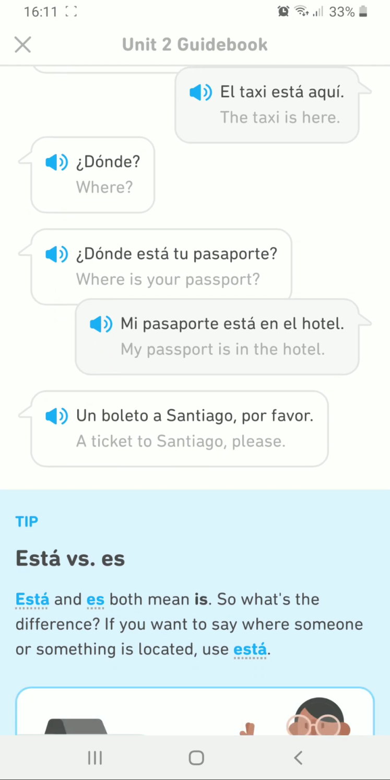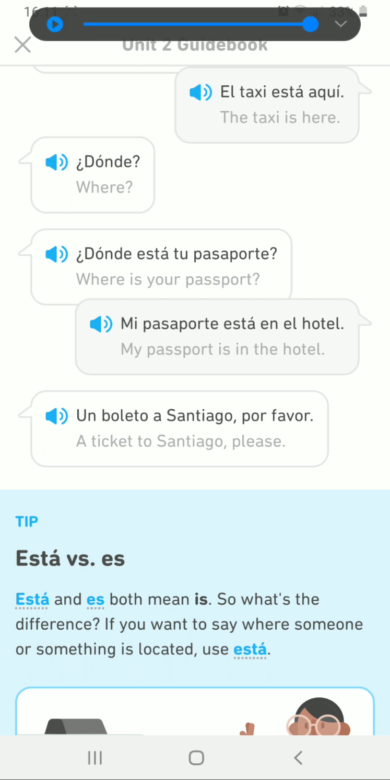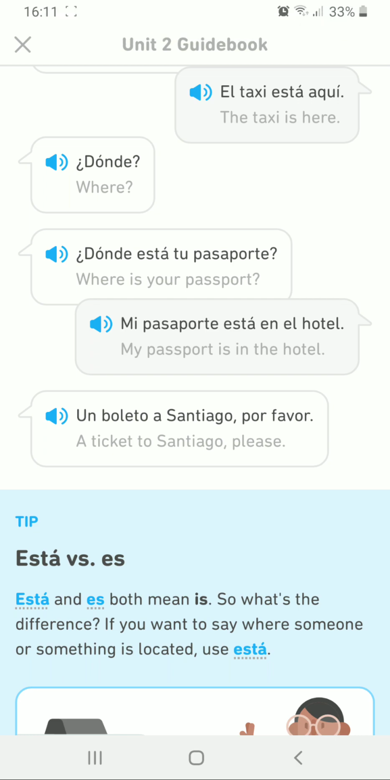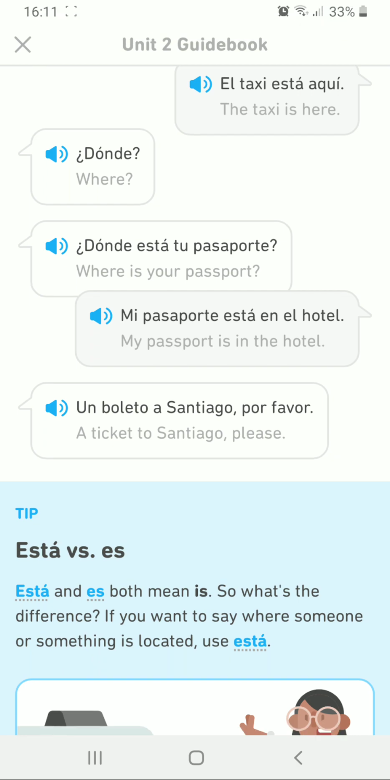You don't say hotel, but hotel. Mi pasaporte está en el hotel. Hotel, exactly. So, un boleto a Santiago, por favor. A Santiago, to Santiago. Boleto is a ticket.